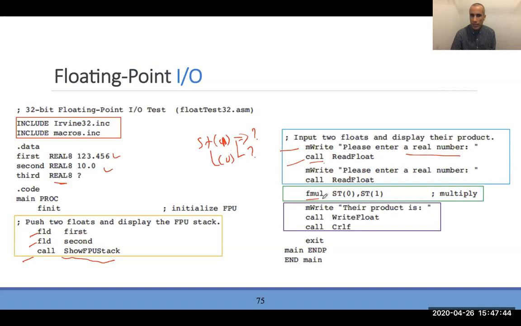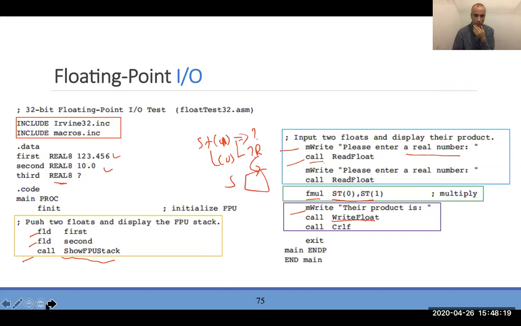Okay, and then now you're saying fmul, and you're using what? We have no operands, 1 operand, or 2 operands, right? So this is 2 operands. So you're multiplying ST1 with ST0, and the result is going to be in ST0. Okay, so here you're using this macro. You're going to say their product is, and then you're calling what? Write float. The write float is going to go to the top of the stack, find the result of the multiplication, and then print that onto the screen. Okay, clear the screen and come to the beginning of the line, and we're going to end the code or end the program. Okay.